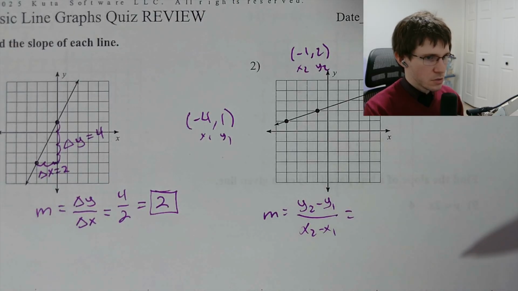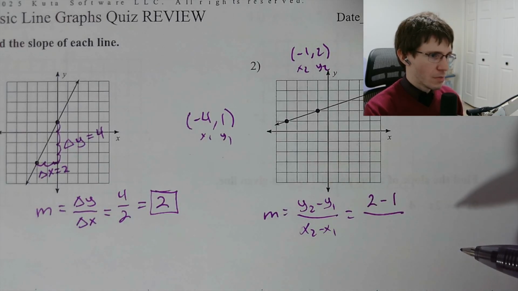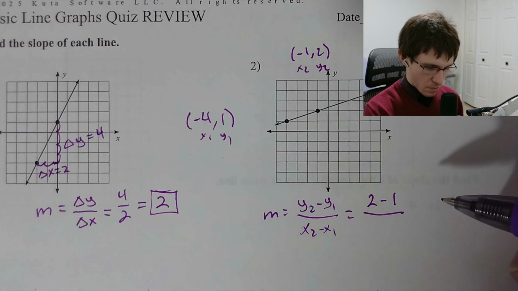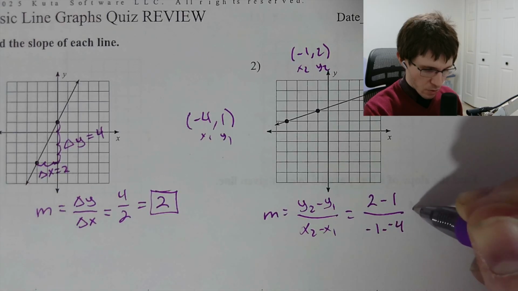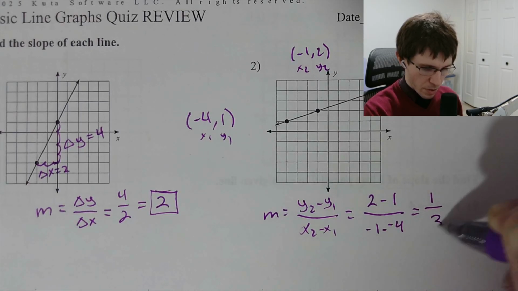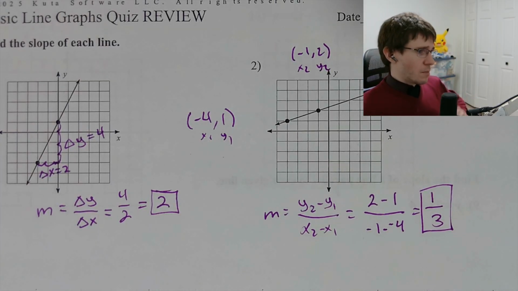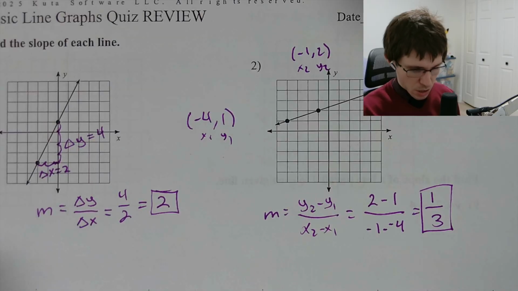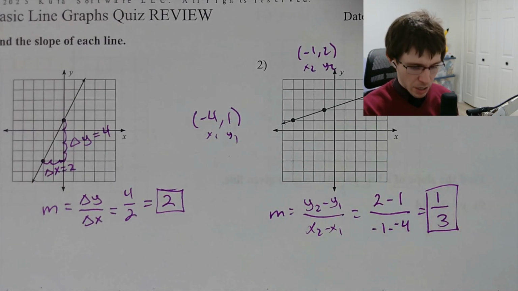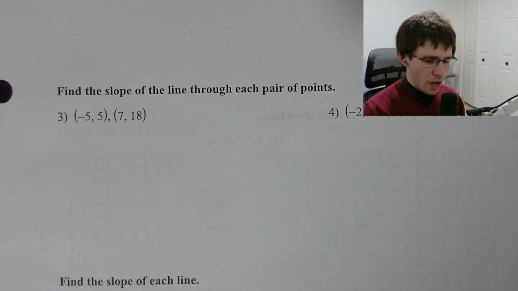So our y2 minus y1 is going to be 2 minus 1. And our x2 minus x1 is going to be negative 1 minus negative 4. And that's going to be positive 1 over positive 3. And that is our final answer to the question. Please note, if the line is going down from left to right, it will have a negative answer. I just noticed that both of these had a positive answer, but they can have negative answers. That's okay.